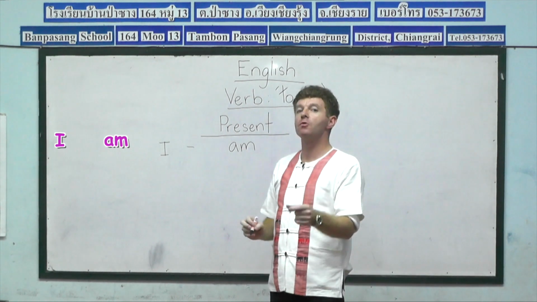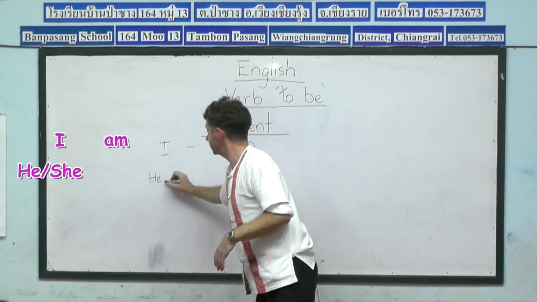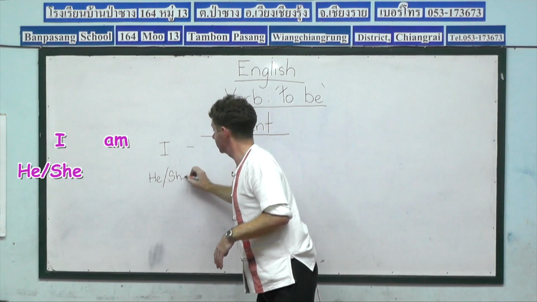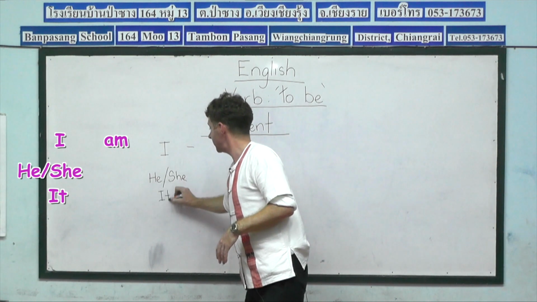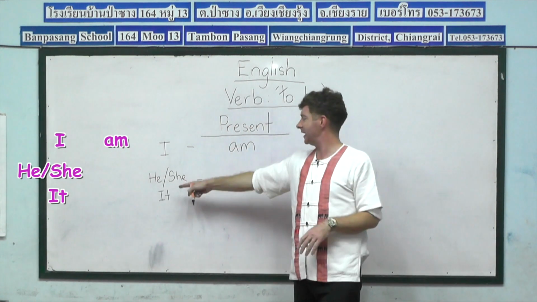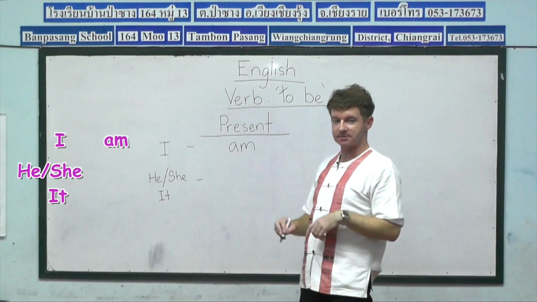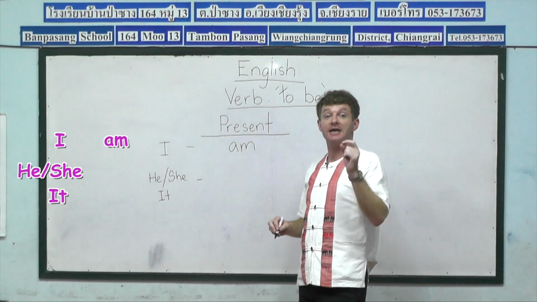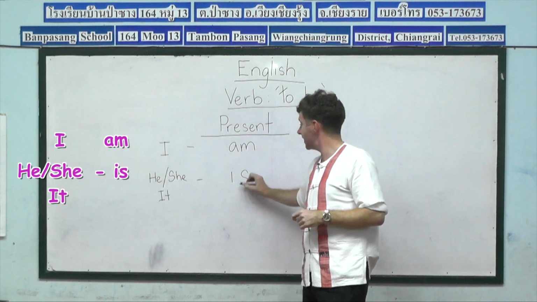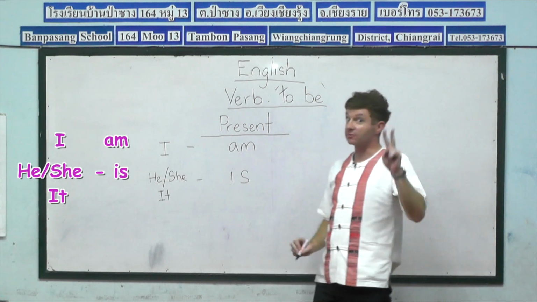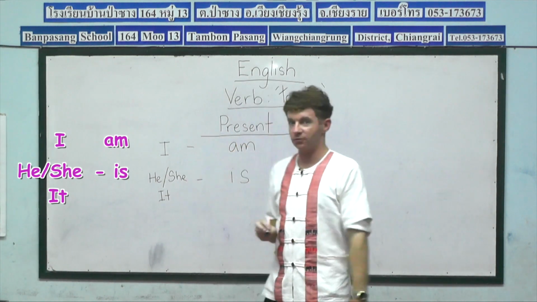But then, if we move on to talk about other people, such as he, she, or objects or animals we will refer to as it, we will not say he am, we will say is. He is. She is. It is. I-S. Okay, so that's 2 forms of the verb to be in the present tense and 1 more to go.